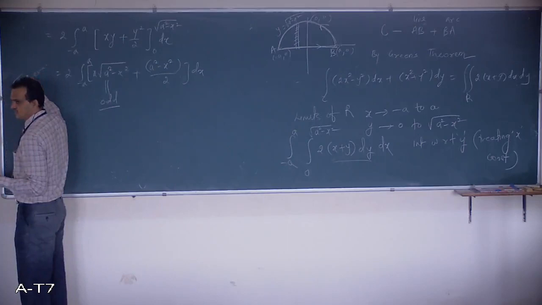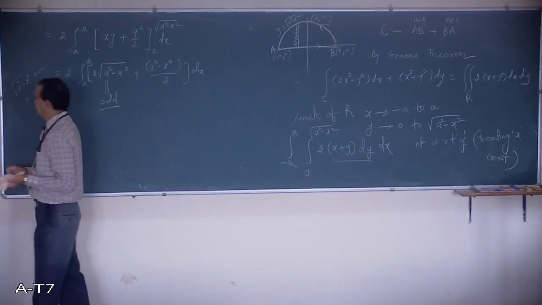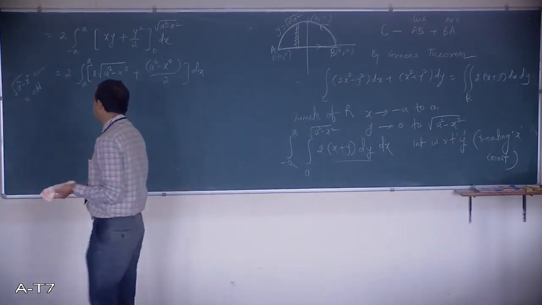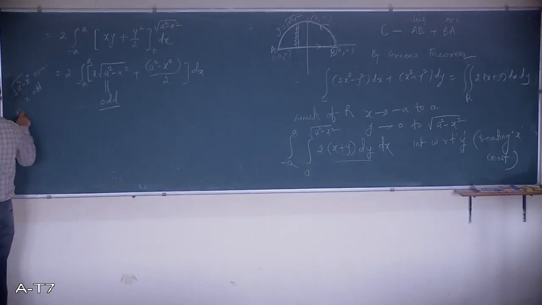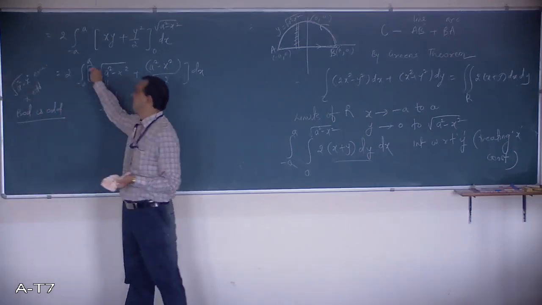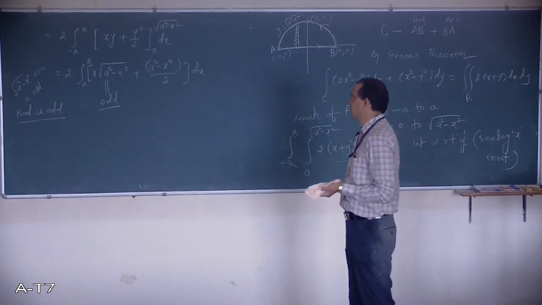X minus x doesn't change the value, whereas x is an odd function. And when you take odd into even, it is always an odd function, as you know. Because it is an odd function, the answer is 0, because it is minus to plus. If it is not minus to plus, this is different, but it is minus to plus, hence it is 0.